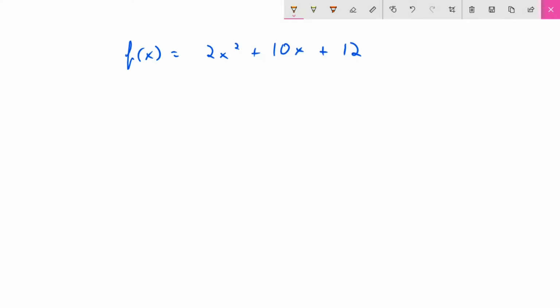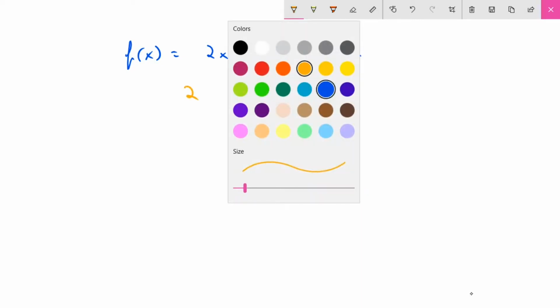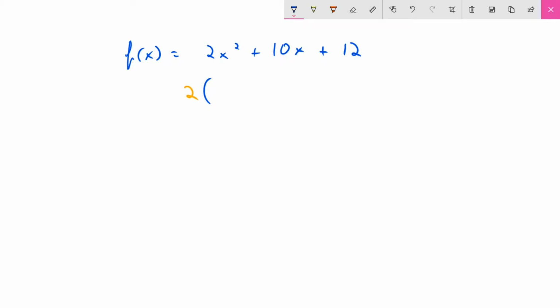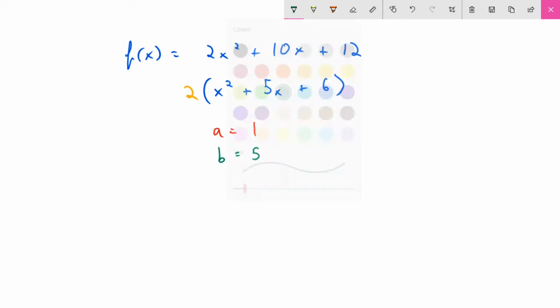So if I factor out a 2 from this whole equation, that's going to leave me with x squared plus what's 10 divided by 2? That's 5x. What's 12 divided by 2? That's 6. And now after we factored out the 2, we can see that inside the parentheses, x squared plus 5x plus 6 looks exactly like the problems that we were working on the day before. What is a here? A inside the parentheses would be 1. What would b be? It's 5. And then c is going to be 6.